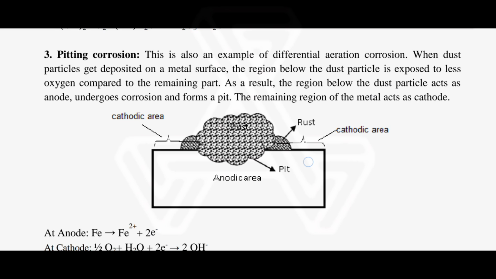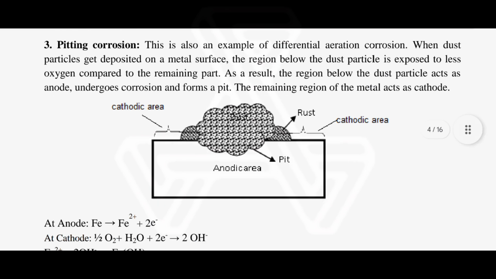Pitting corrosion. This is also an example of differential aeration corrosion. When dust particles get deposited on a metal surface, the region below the dust particle is exposed to less oxygen compared to the remaining part. As a result, the region below the dust particle acts as anode and undergoes corrosion and forms a pit. The remaining region of a metal acts as cathode, which means this is an example of differential aeration corrosion.